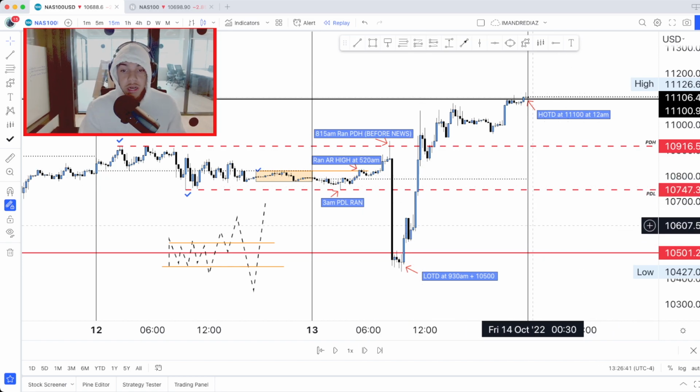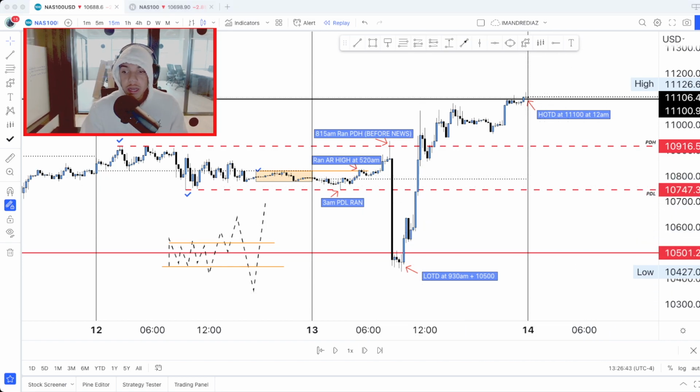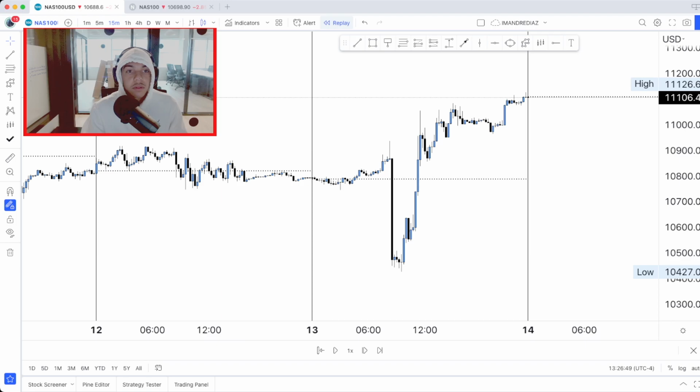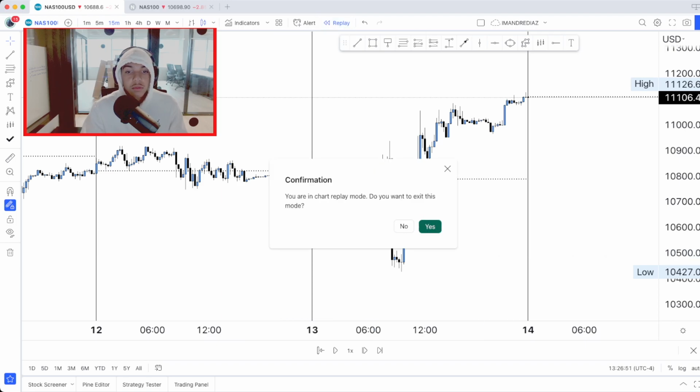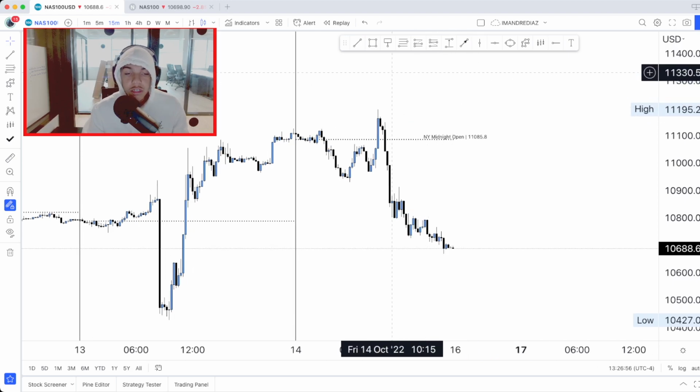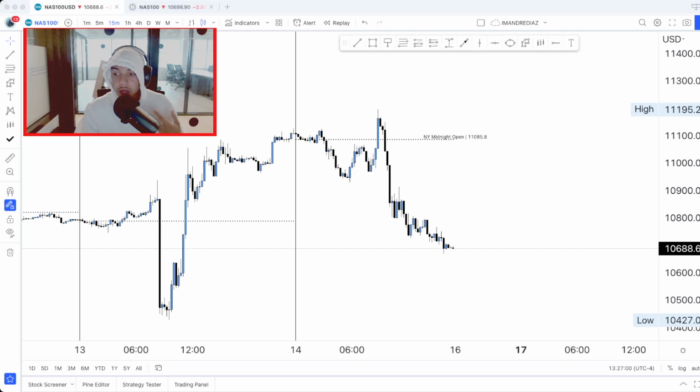So with that being said, now we're going to move on to the next day, which is going to be Friday. Let's get rid of all of this. We're going to go over Friday now. Friday had very nice price action that I'm very excited to go over, because we're going to have a lot in here that is going to be very helpful for you guys.